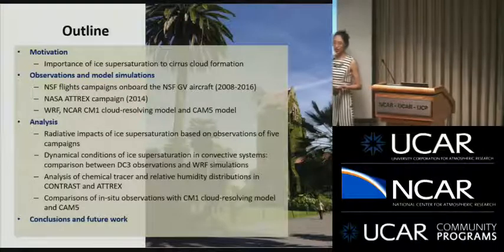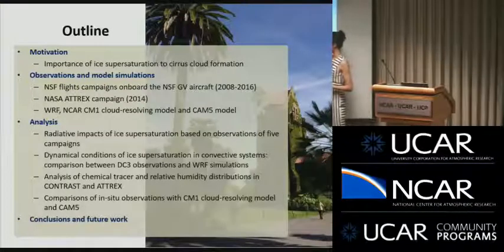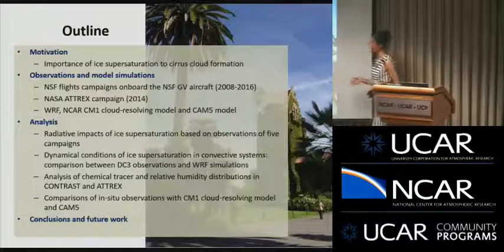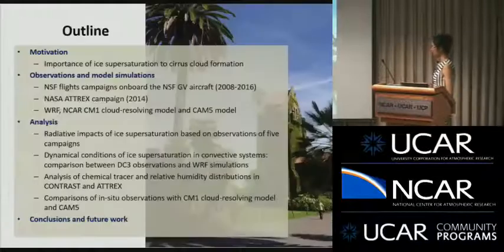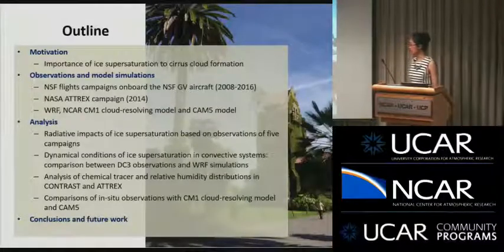There will be 4 sections in my analysis. The first one is the radiative impacts of ice supersaturation based on observations of 5 campaigns. The second one is the dynamical condition of ice supersaturation in convective systems, which is comparison between DC-3 and WRF. The third section will be the analysis of chemical tracer and relative humidity in the TTL from CONTRAST and ATTREX. The fourth section will be the comparison between observations, CM1 and CAM5. In the end, I'll give you my conclusion and future work.